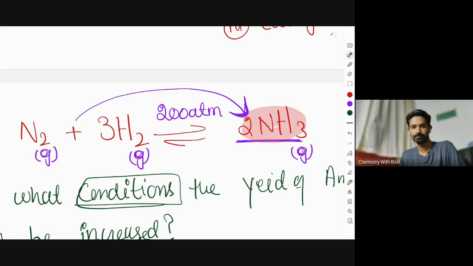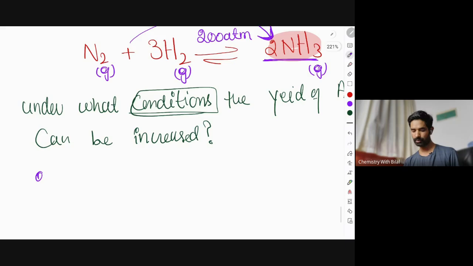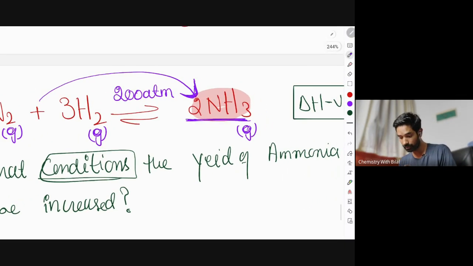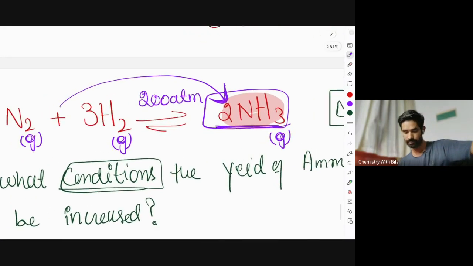Shabash. Yes, Amna. It will move to the right side. Amna, would you please explain why it goes to the right side? Amna says, when you increase the pressure, equilibrium moves to the right, and when it moves to the right, you will definitely get more ammonia. That's correct. But Amna, what is your explanation to your statement?